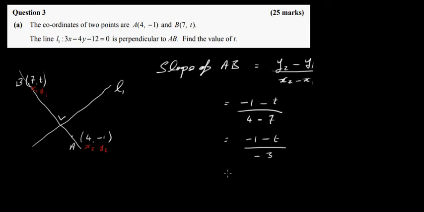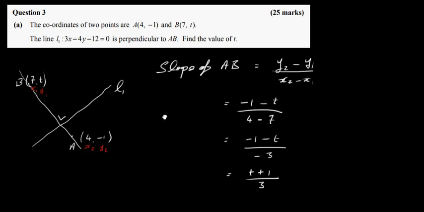Let's just tidy that up a little bit. We'll just multiply top and bottom by minus 1. That'll give me 1 plus t over 3. Okay, so that's my slope of AB.